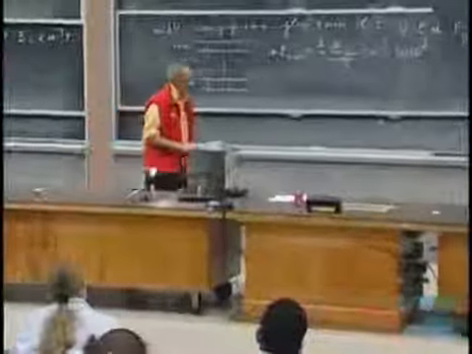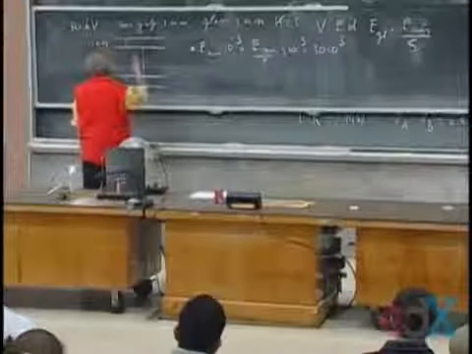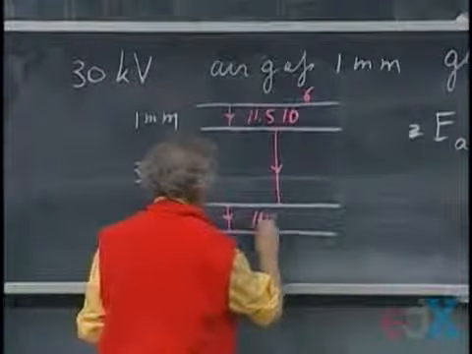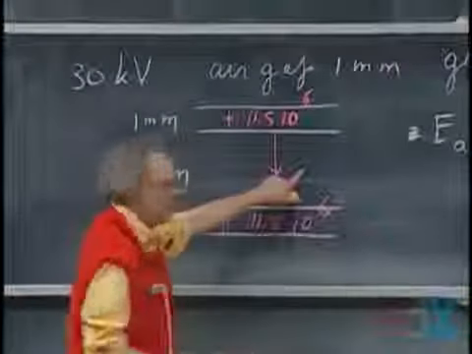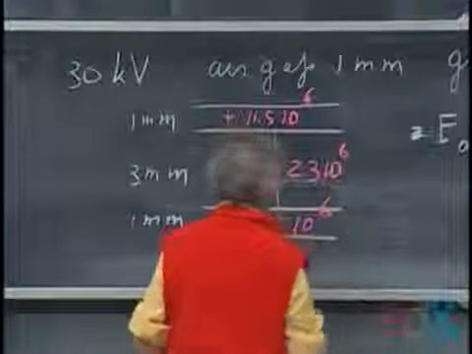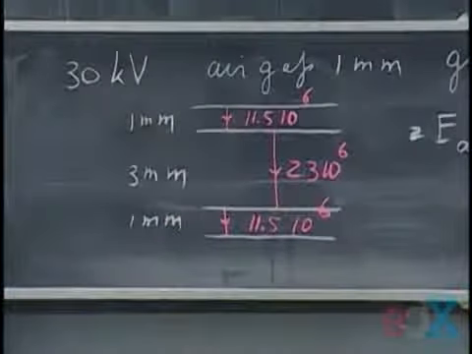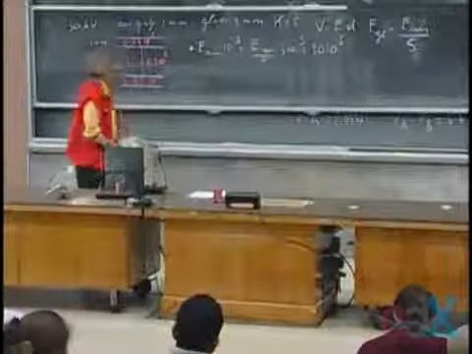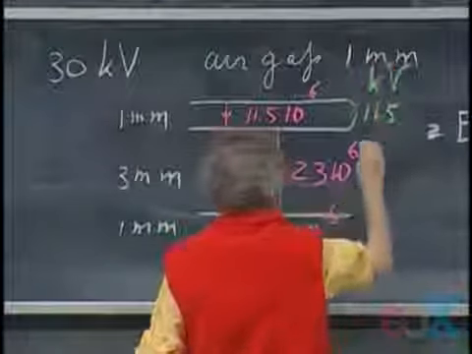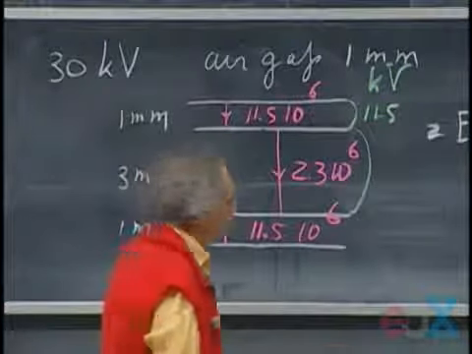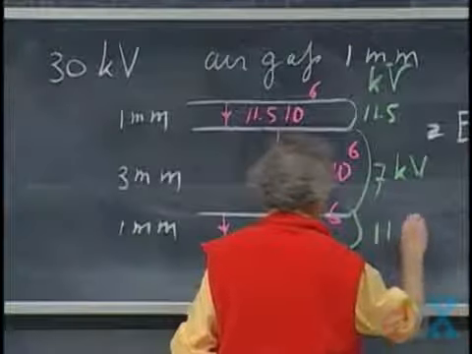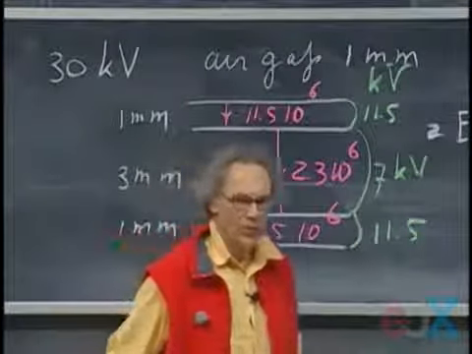And I can calculate the electric field in the air gap. And the electric field in the air gap turns out to be 11.5 times 10 to the 6 volts per meter. It's here the same, of course, 11.5 times 10 to the 6. And here, it is 5 times smaller. So I find here 2.3 times 10 to the 6. To show you that I did my homework correctly, the potential difference here is now 11.5 kilovolts. I put it here in kilovolts. The potential difference here is now about 7 kilovolts. And the potential difference here is the same, 11.5 kilovolts. And if you add them up, you get 30.